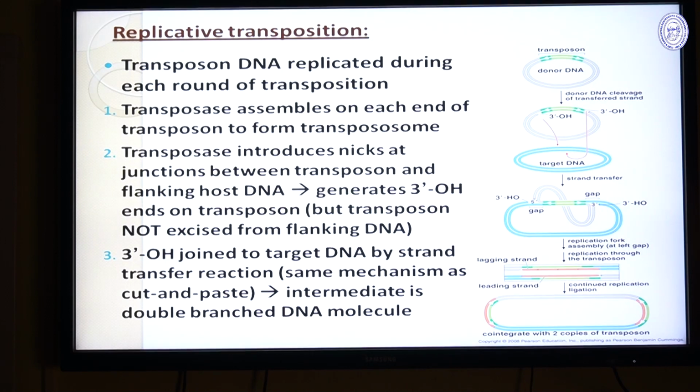Now we will go a bit deeper into a more complex mechanism. The cut and paste mechanism of transposition was a bit easier one. That usually happens in the prokaryotes. If we go into the eukaryotes, this mechanism is a bit complex. Many prokaryotes also undergo these replicative mechanisms as well. Mostly the circular DNAs undergo this kind of replicative transposition. So what is its target? It has to duplicate itself.